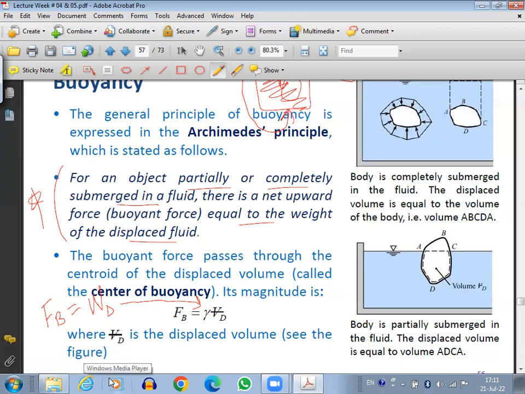Do you understand the buoyancy force, the principle which it is based on, the statement of this principle, and the formulation to calculate the buoyancy force?